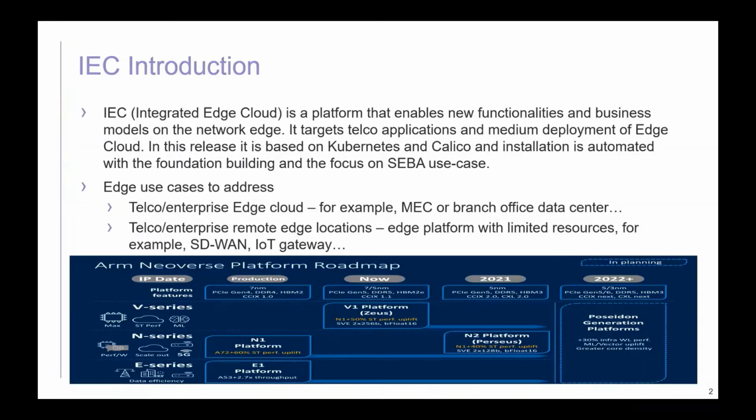For this 5G Summit, we would like to talk about the IEC Edge software stack on ARM. IEC represents Integrated Edge Cloud, which is a platform that enables new functionalities and business models on the network edge. It targets telco applications and media deployment of edge cloud. In this release, it is based on Kubernetes and Calico, and the installation is automated with the foundation building and the focus on the CBA use case.